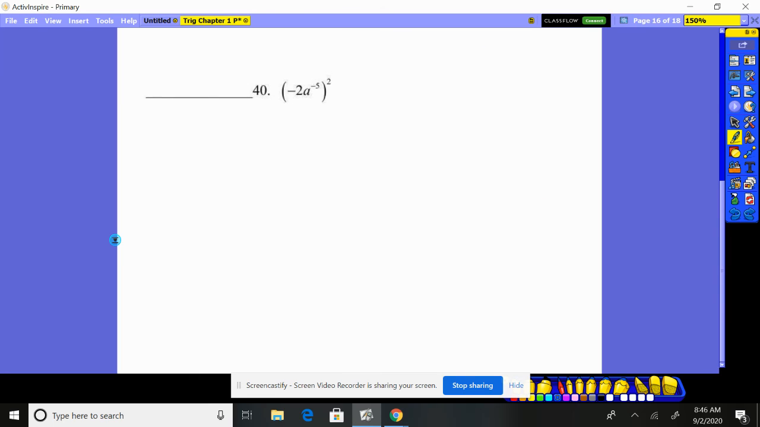40. I'm going to first clean it up, clean up the insides. So what do I have? Negative 2 A to the 5th. Negative 2 is just there. A to the negative 5th means move me to the bottom. Please note this time, it's just a simple squaring. So it's negative 2 A to the 5th times negative 2 A to the 5th. That'll give us negative 2 times negative 2, positive 4. A to the 5th times A to the 5th is A to the 10th. All right, we'll go ahead and stop there at problem 40, and we'll pick up on the next part.